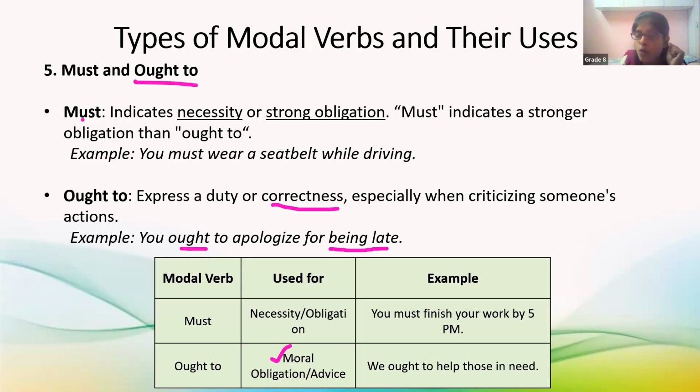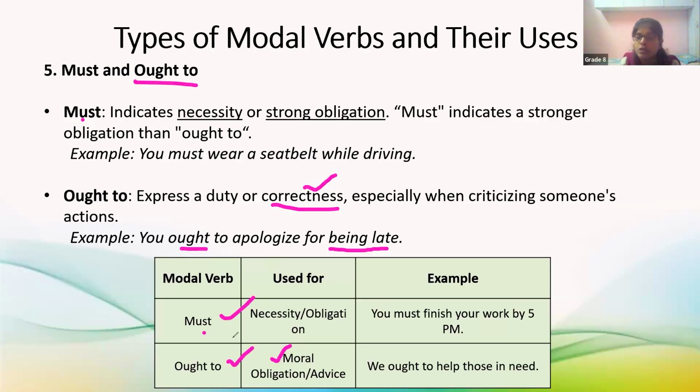Ought to is used for a moral obligation or advice. Before that I was telling you when we use it predominantly, or what to use when you have to compare. You will see it when we are correcting somebody: you must apologize, or you ought to apologize for the mistake or for being late. Or a moral obligation. Must is also an obligation, but this is more moral.